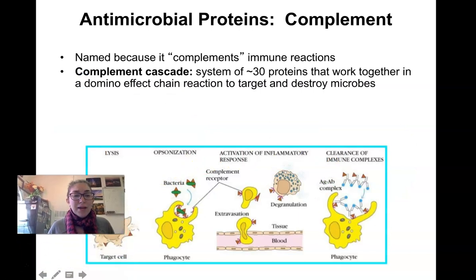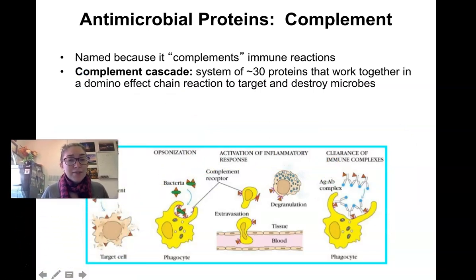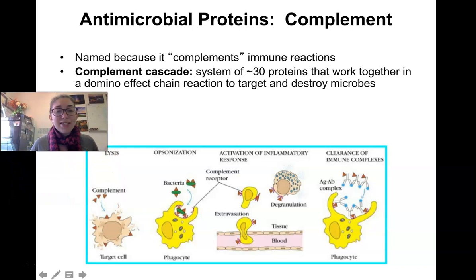Another element, the last element of the innate immune system, is antimicrobial proteins. Just a reminder, we have phagocytosis, inflammation, fever, and antimicrobial proteins as the 4 elements of the innate immune system. These antimicrobial proteins are just small proteins that help to recognize, lyse, and destroy bacteria. And one important family of these antimicrobial proteins is called complement.